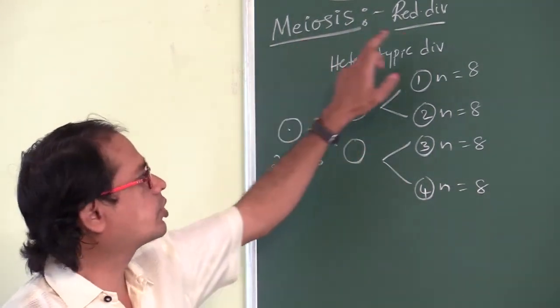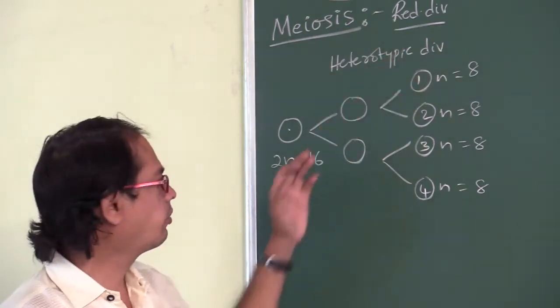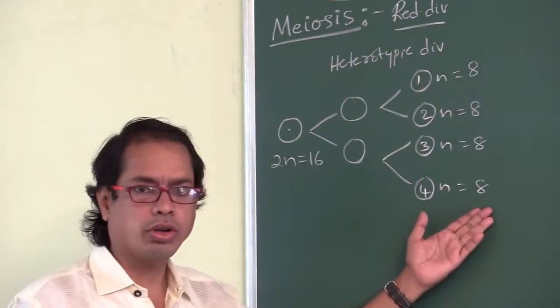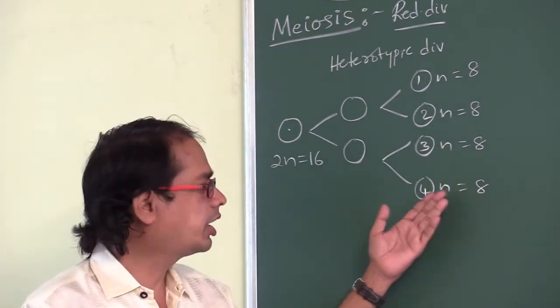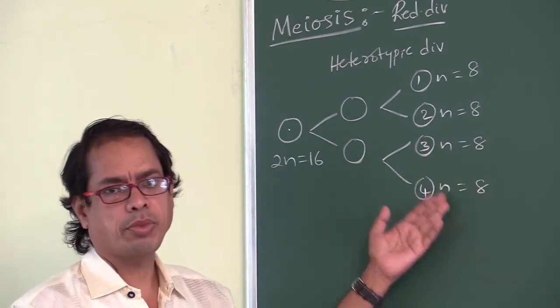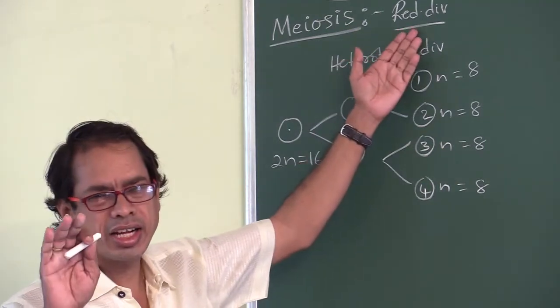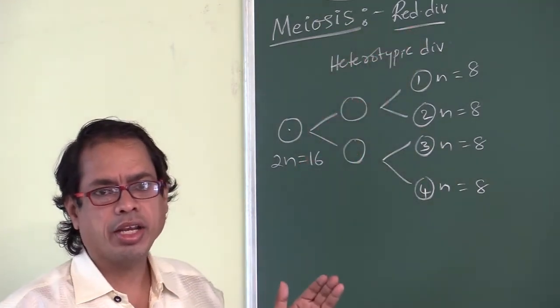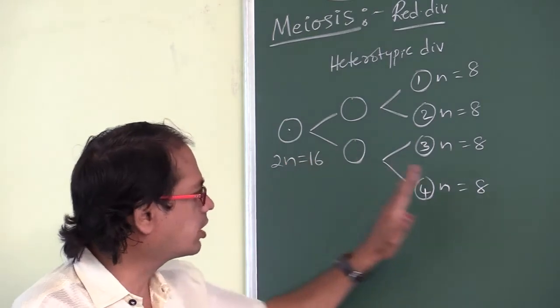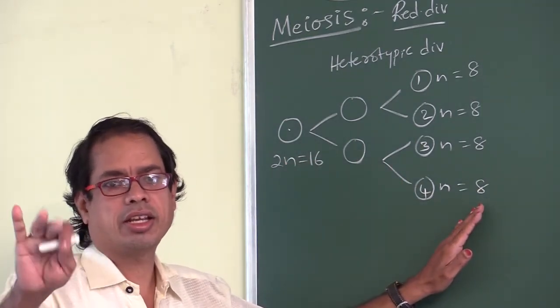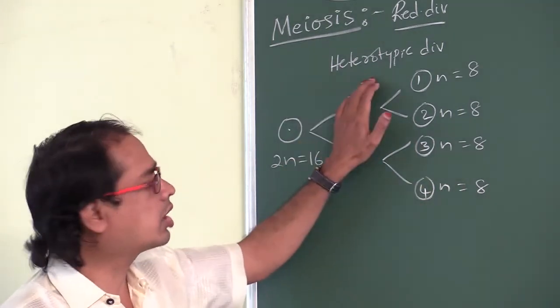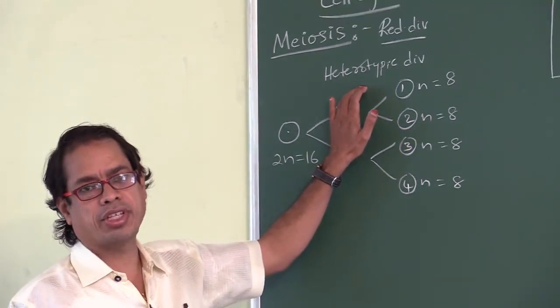So, meiosis is also called reduction division. Why? Because 16 becomes 8, no? Chromosomal number is reduced to half in daughter cells. That's why the meiotic division is also called reduction division. The genetic material present in the parent cell and the daughter cells are not identical, dissimilar. That's why meiosis is also called heterotypic division.